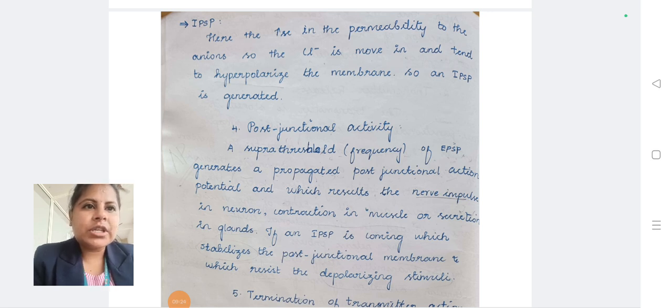So in the fourth step, a suprathreshold frequency of EPSP generates a propagated post-junctional action potential, which results in a nerve impulse in the neuron that leads to contraction of muscles or secretion of glands. If an IPSP is coming, it will stabilize the post-junctional membrane and resist the depolarizing stimuli.